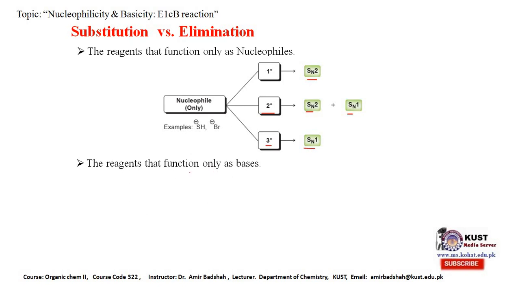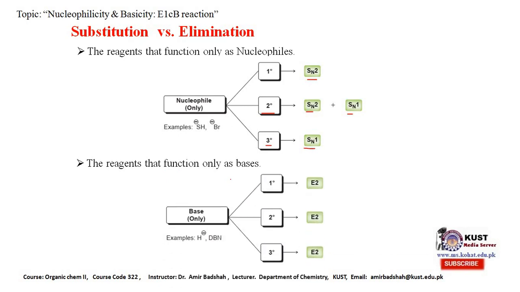If the reagent functions only as a base, for example hydride ion or DBN, then in that case if the substrate is primary, it will favor E2. If the substrate is secondary, it will still favor E2, and if it is tertiary, then it will still favor E2.